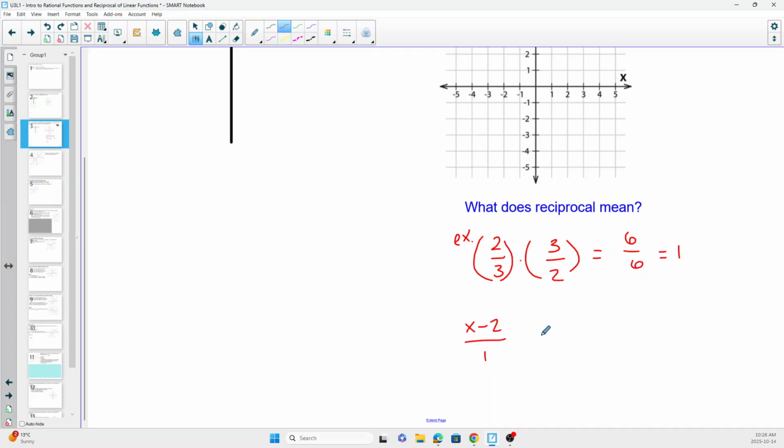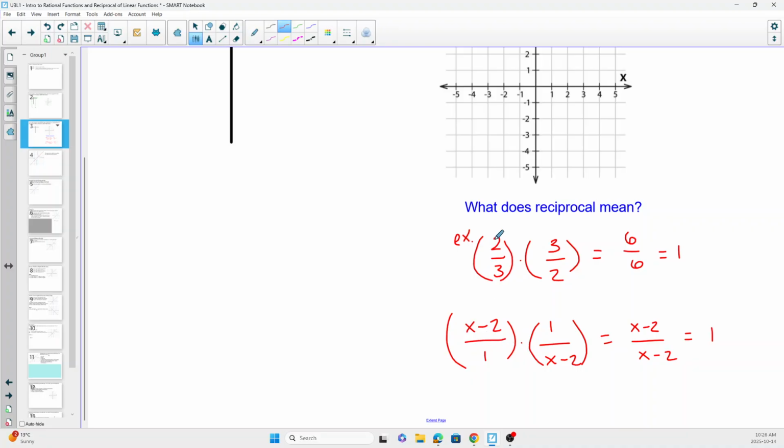original function that we were looking at, the reciprocal of that function would be 1 over x minus 2. And again, to make sure that it follows that rule, if I was to multiply these, I would end up with x minus 2 over x minus 2. And as we know, anything divided by itself is just 1. So by definition, that is what the reciprocal is. Essentially, you can just think of it like, I just have to flip it.